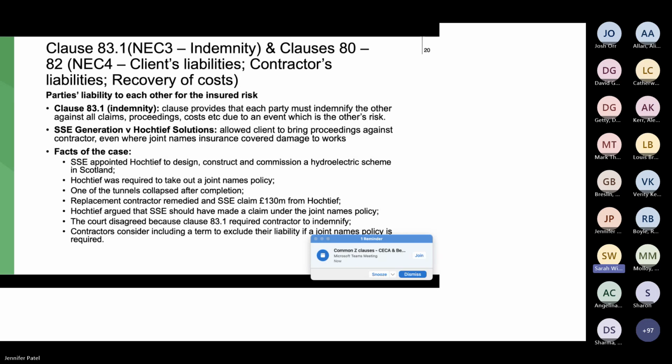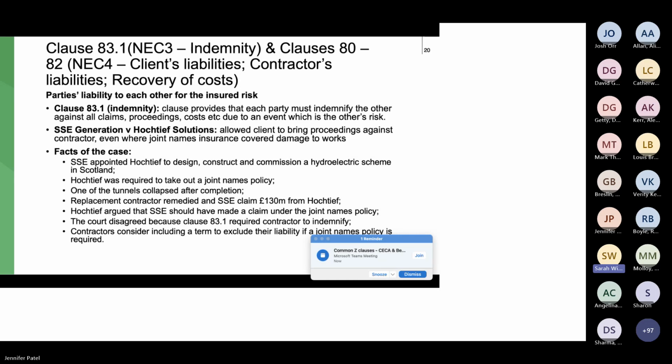The facts of the case state SSE engaged Hockteeth. So Hockteeth was doing the design and construction of a hydroelectric scheme in Scotland. It had to take out a joint names policy, and part of the works involved the construction of a tunnel by Hockteeth, which collapsed after completion. So a claim was made under the policy, but in the meantime, SSE brought court proceedings against Hockteeth.